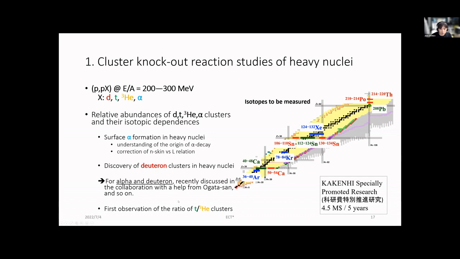Maybe in the triton or helium-3 cases, there is no data ever. So this is the first observation of this kind of triton and helium-3 cluster cases. And already this project is funded in Japan.